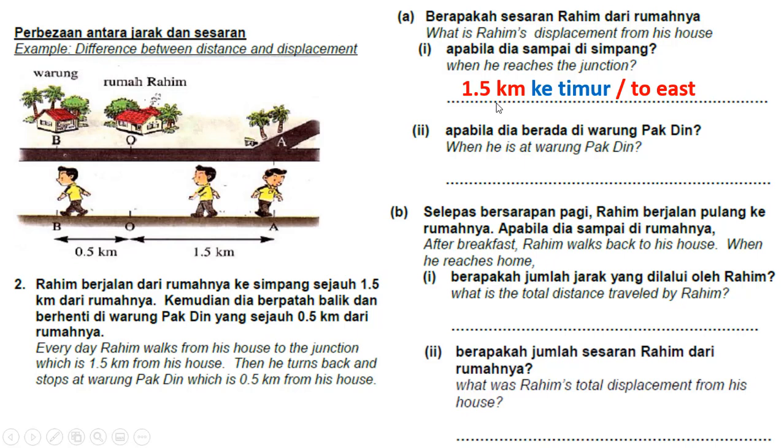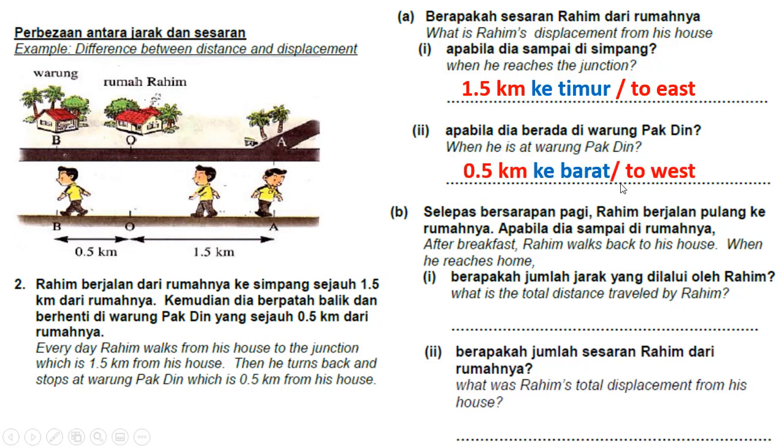Now the second question: what is the displacement from Rahim's house when he is at Warung Pak Din? From his house, the initial position, to Warung Pak Din, the final position, the distance is 0.5 kilometer. But the direction from the house to Warung Pak Din is to the west. So the answer is 0.5 kilometer to the west.